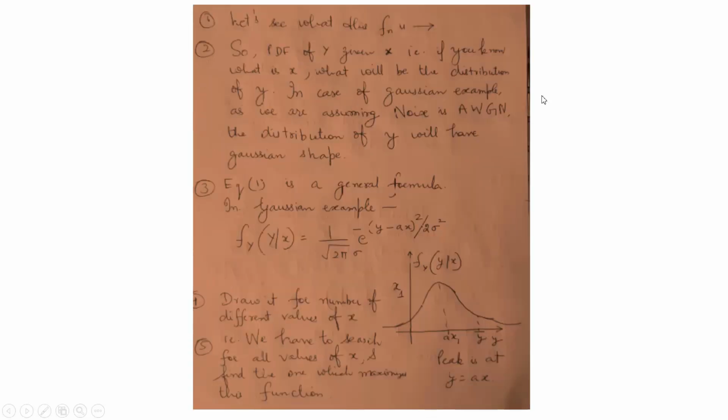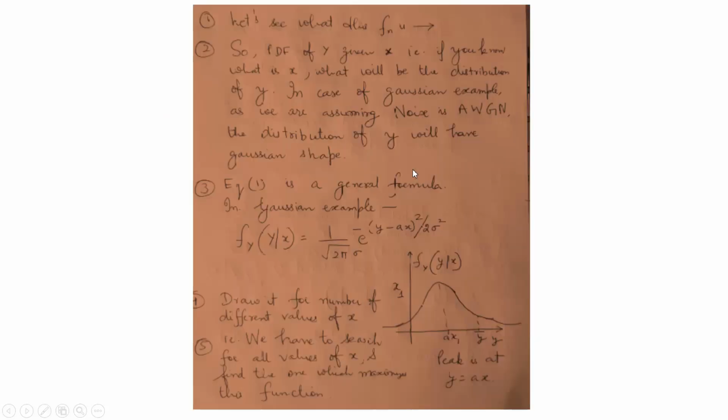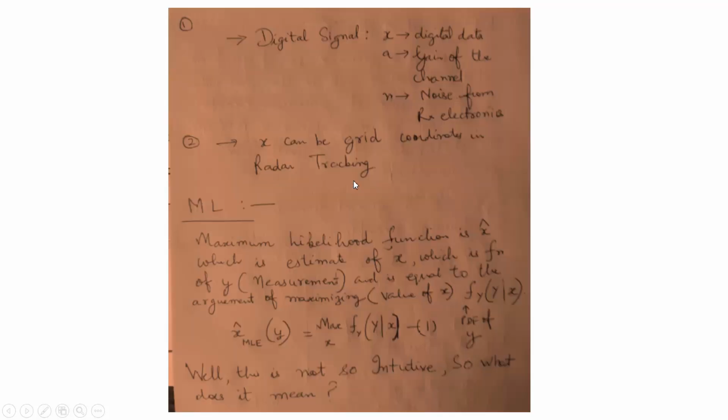Now, in the case of the Gaussian example, as we are assuming that the noise is AWGN, the distribution of y will have a Gaussian shape. That is very obvious because we are assuming AWGN. So the shape of the probability density function of y will also be Gaussian. Now, equation 1 is a general formula. So I am putting this as equation 1. This is a general formula actually.